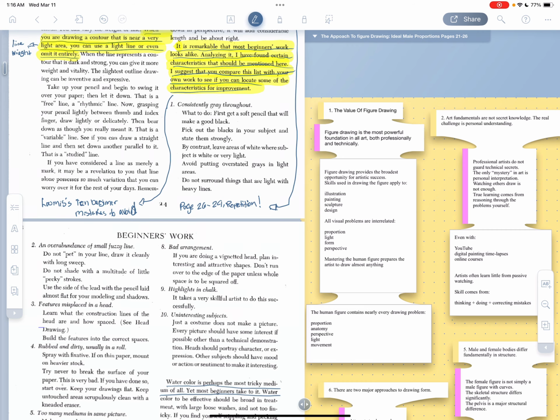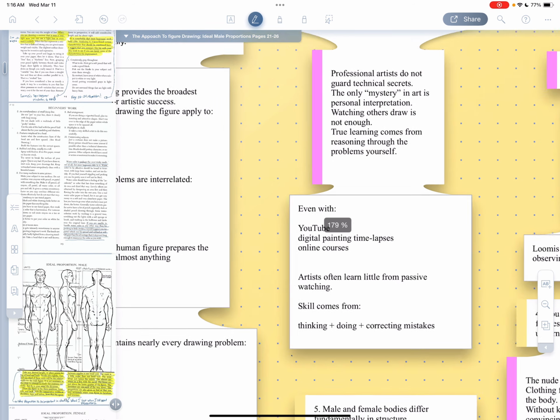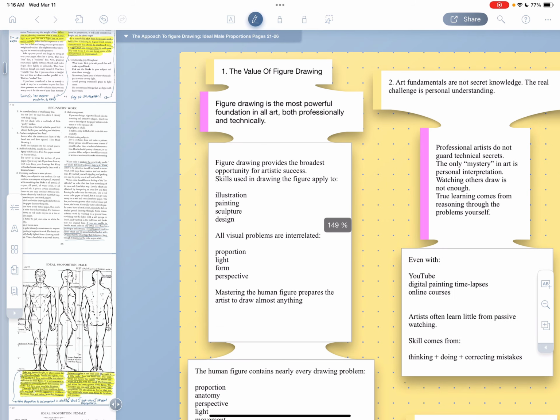Yeah, so let's just move over. Enough about my notes. Let's move back over to this.